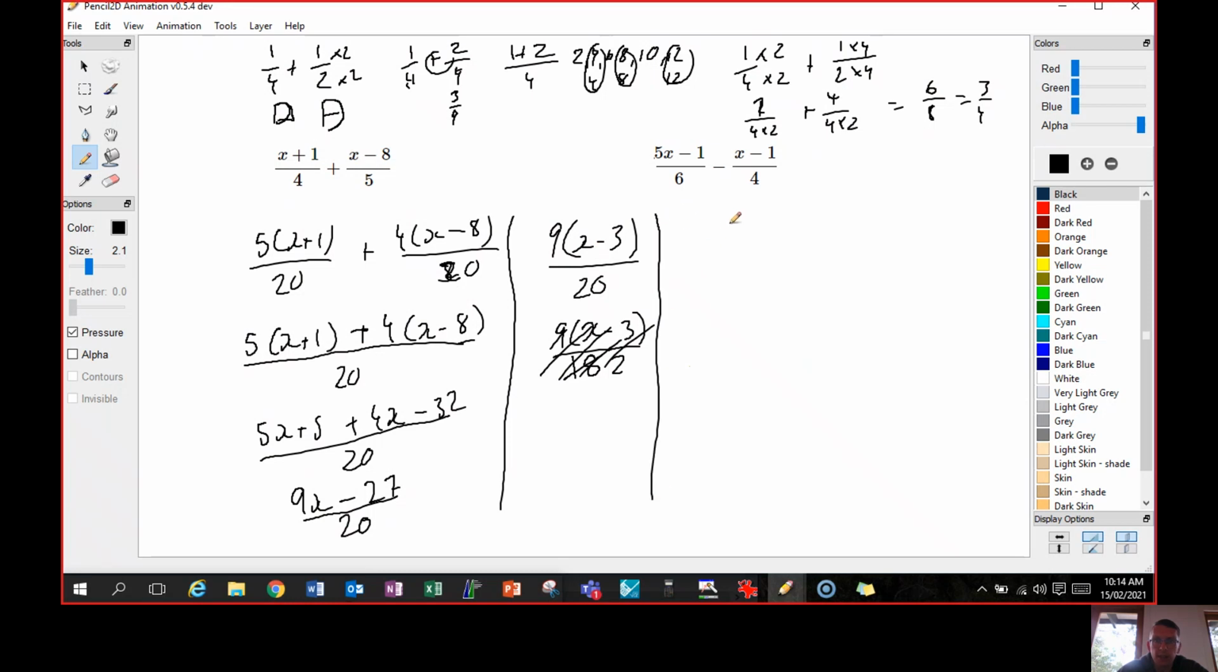So this next one here, if we think about the lowest common denominator, it'd actually be 12, because 4, 8, 12, and 6, 12. So I need to double this and I need to triple this one.